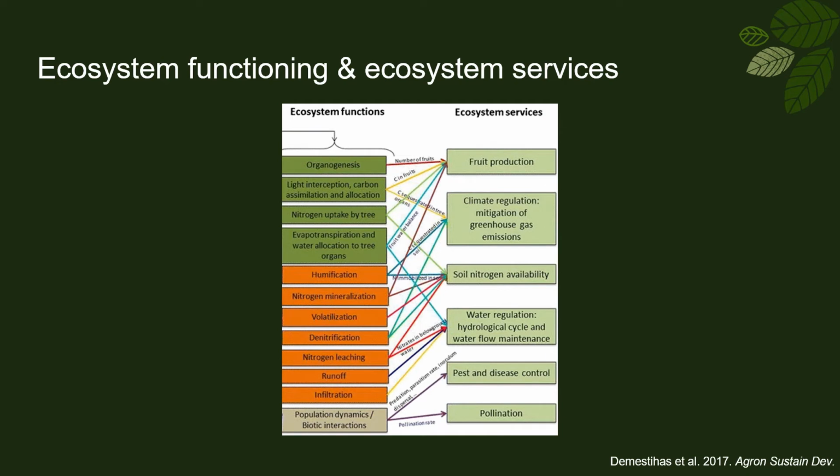I said that plants are important to ecosystem functioning, but what is ecosystem functioning? Ecosystem functions are chemical and biological processes that maintain an ecosystem and allow it to survive. Examples of ecosystem functions are shown in the left column of this figure and include things like nitrogen uptake by trees, water allocation to tree organs, and runoff. In contrast, ecosystem services are defined as benefits that humans derive from ecosystems. Examples of ecosystem services are shown in the right column of this figure and are benefits such as fruit production, pollination, and pest control.